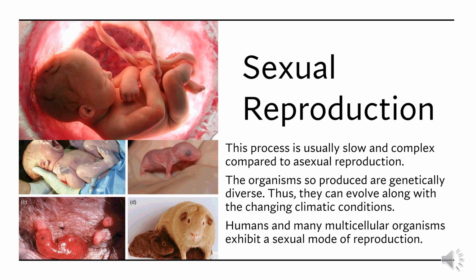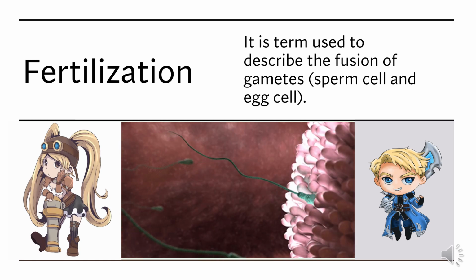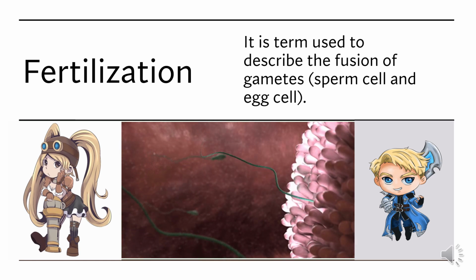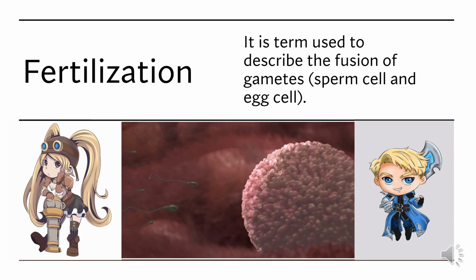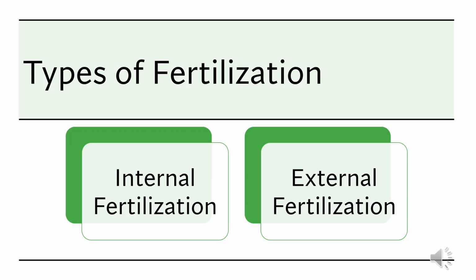Humans and many multicellular organisms exhibit a sexual mode of reproduction. Sexual reproduction always involves fertilization. It is the fusion of gametes, the sperm cell and egg cell. Fertilization may occur internally and externally.